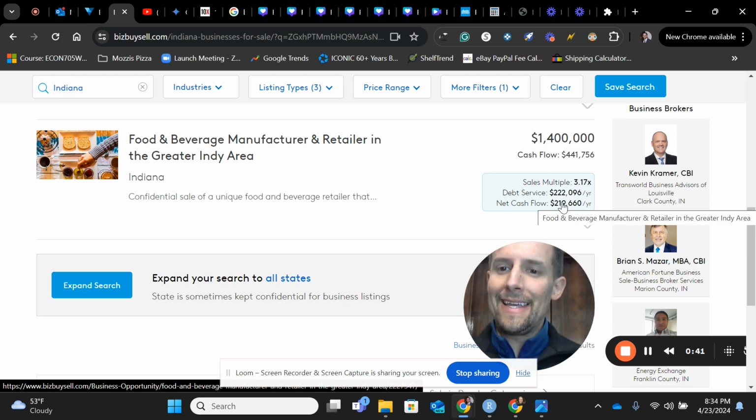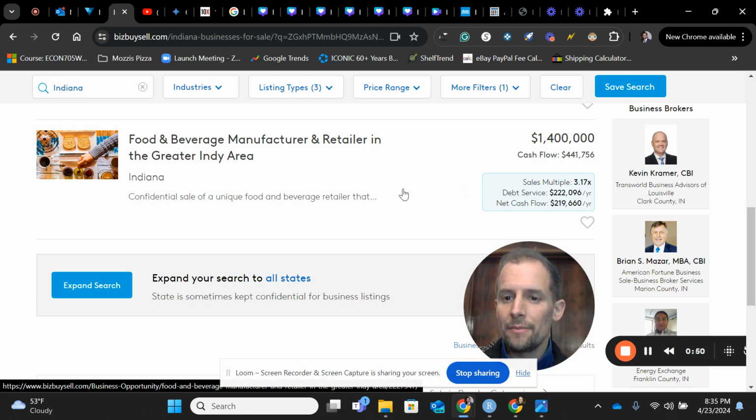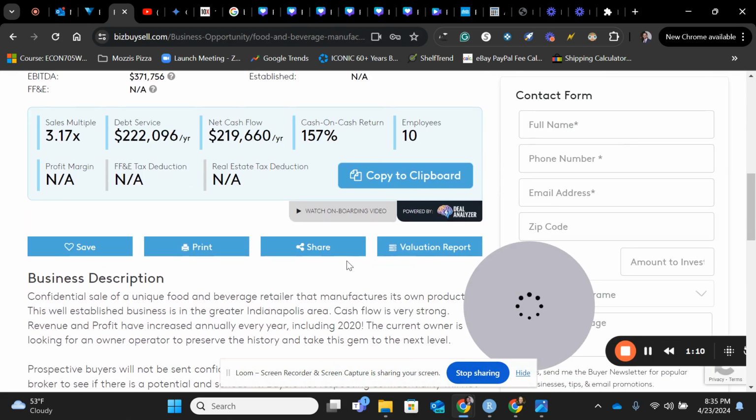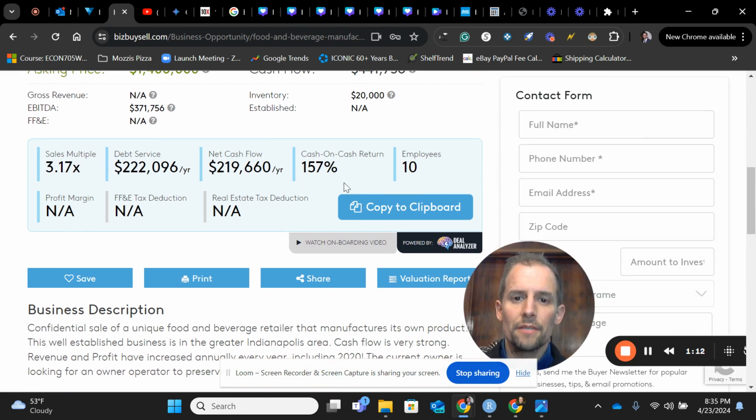Debt service is $222,000 a year. That's probably based on a 10-year SBA loan. Net cash flow is $219,000 a year. So that means you're going to put about $140,000 down and you'll make $220,000 your first year, leaving $100,000 in the bank. You should be recovering your cash down in 1 year. So roughly 100% return. You should see something like 120% return in here. So what it should say, 157%. There you go, right there.